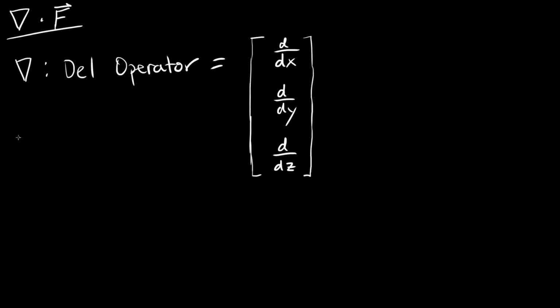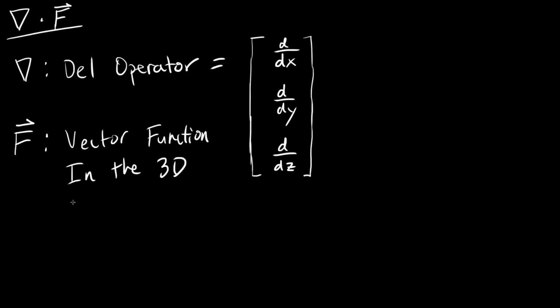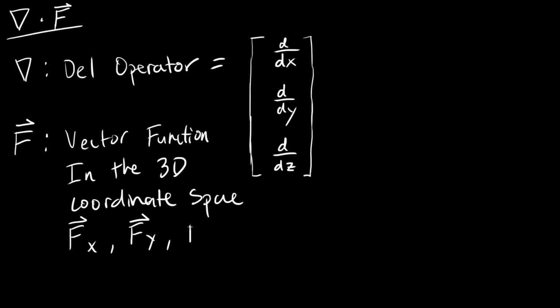So the next symbol, f, is a vector function. And in this case, it's going to be in the 3D coordinate space. So it will have f of x that describes the vectors in the x direction, f of y describes the vectors in the y direction, and f of z. So the last symbol is the dot, and this is the dot product.